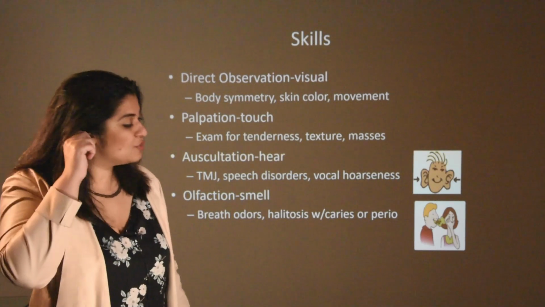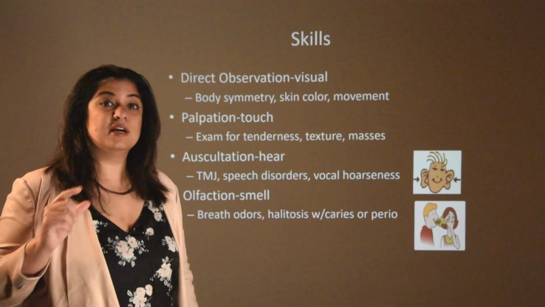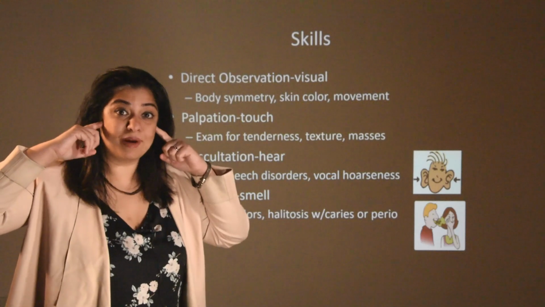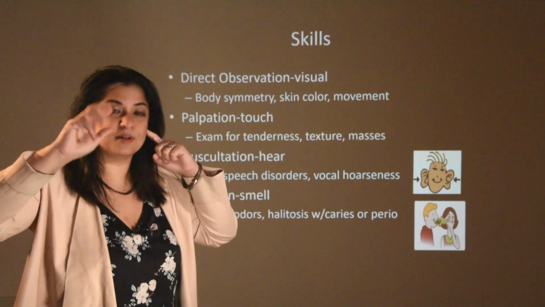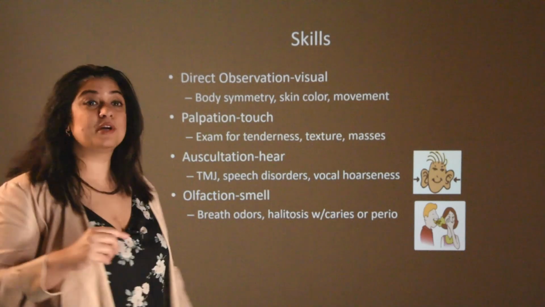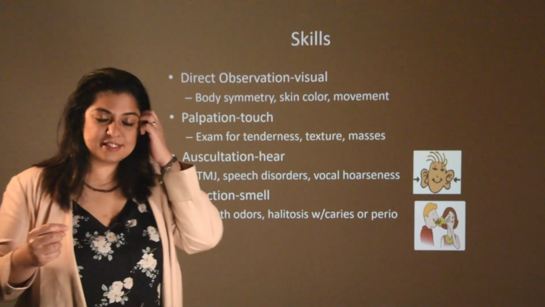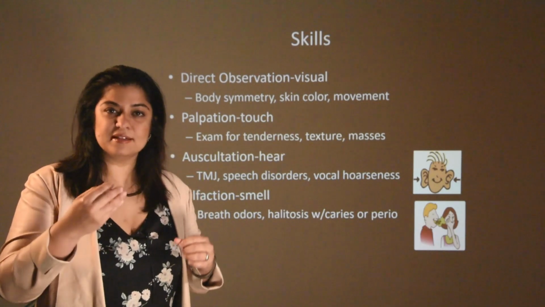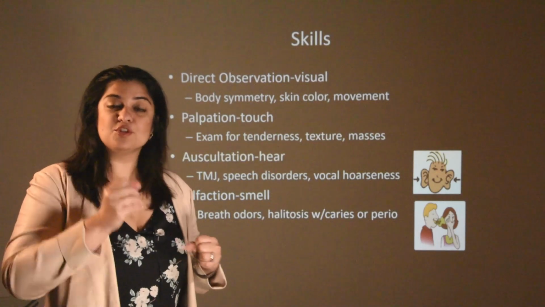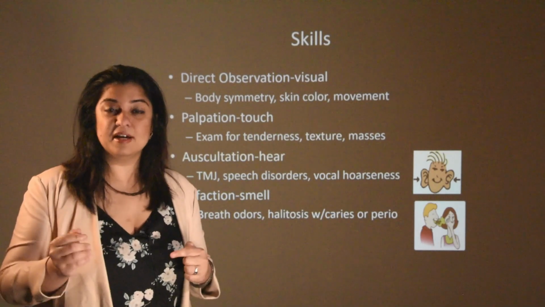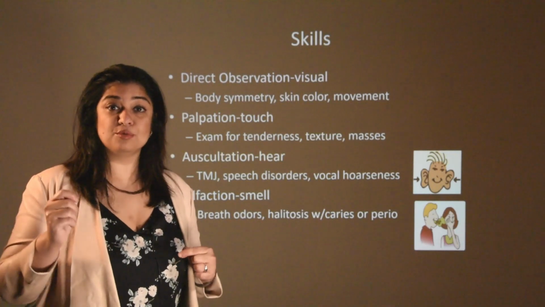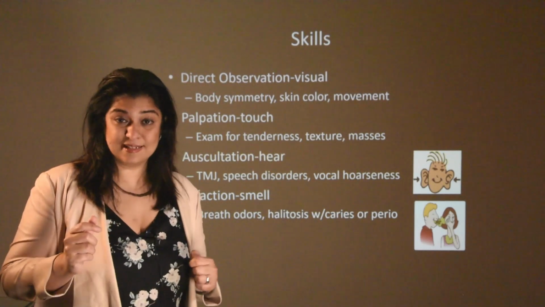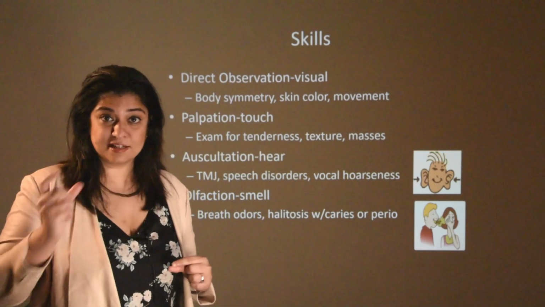Auscultation, what is that? You're using your ears to hear any abnormal sounds. What are you listening for? You're listening for TMJ crepitus, sounds that come from the TMJ joint. You're also looking for speech disorders. There was once a child who had an underlying speech disorder, and he was a little bit slow when he was speaking. Because we diagnosed that he had a speech disorder, the parents went to their general physician and they diagnosed him. He was mildly autistic. So a lot of things are found on the dental chair.